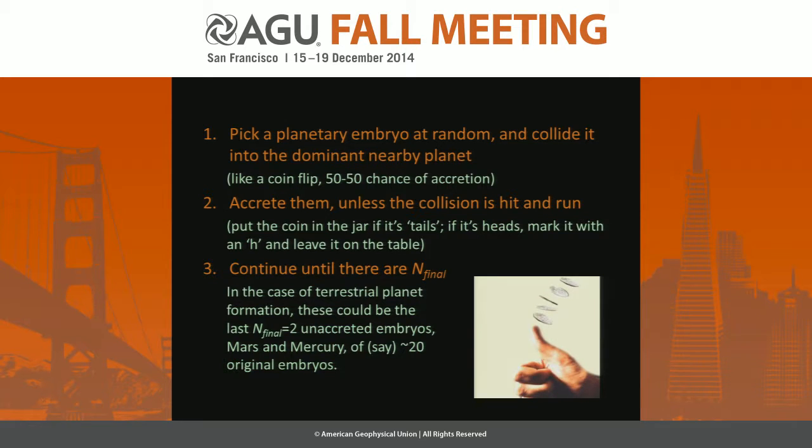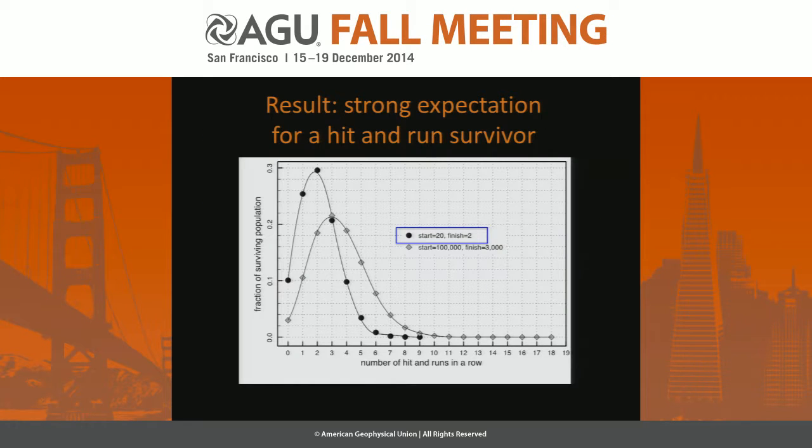And every time you don't accrete, you leave it on the table and give it a mark. And by the end, you have a bunch of coins on the table. Many of them have marks on them numerous times. In fact, the more attrition there is, the weirder and more bizarre the final objects are.